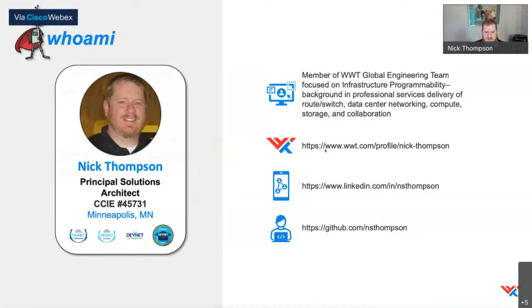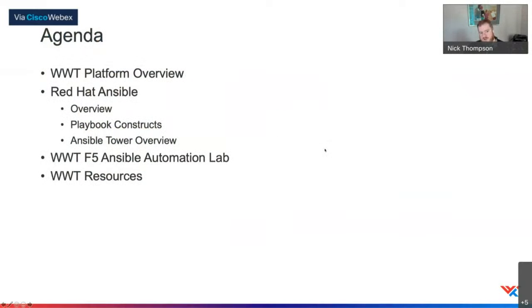So with that, the agenda for today is we're going to very quickly go over a quick introduction of who WWT is and the WWT.com platform. Then we're going to get into an Ansible overview. Think of it as an entry level introduction to Ansible and using Ansible for infrastructure automation. We're going to go through an overview of the Ansible platform, talk about all of the constructs that go into writing playbooks and how to do that, and then we're going to get into Ansible Tower.